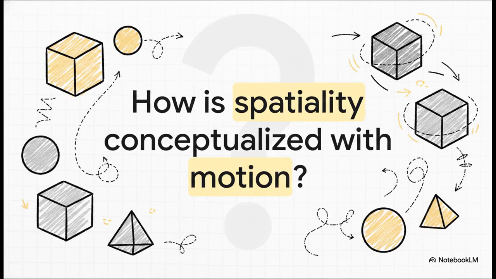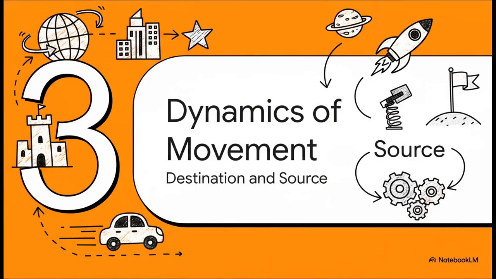Okay, so we've built up this highly precise, static, geometric world. But human experience isn't static, is it? We move around. And this raises a really crucial question. How does English conceptualize spatiality when motion is actually introduced? Let's find out in Section 3, the dynamics of movement.